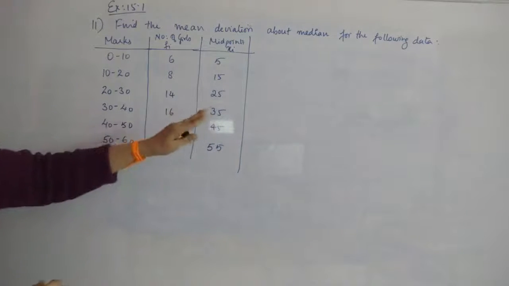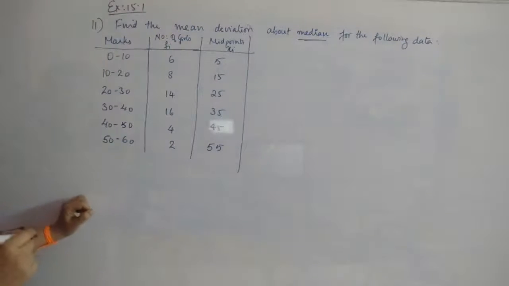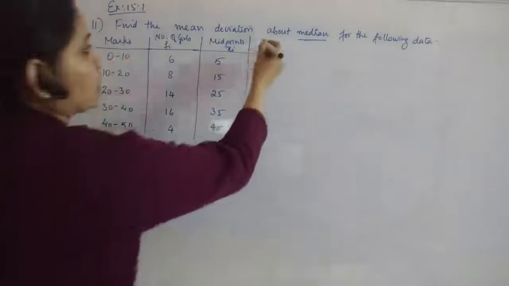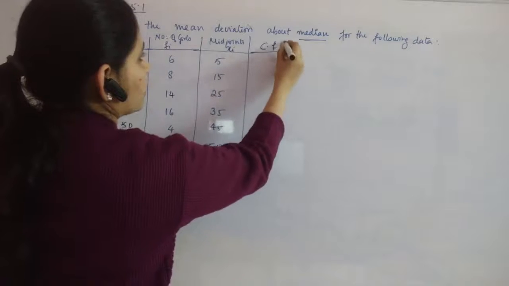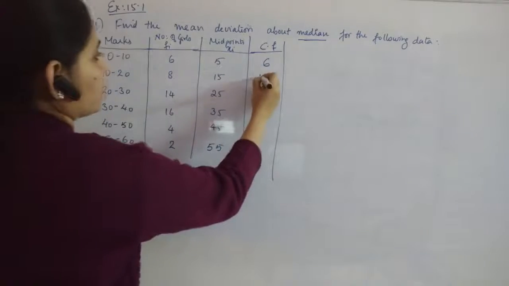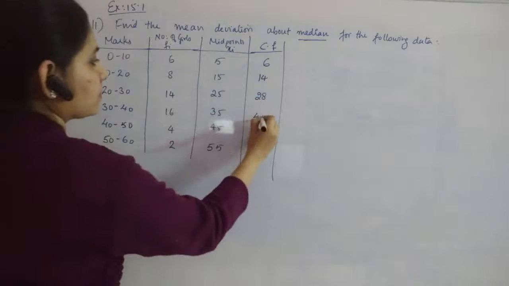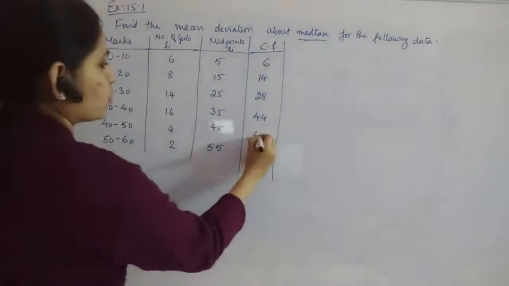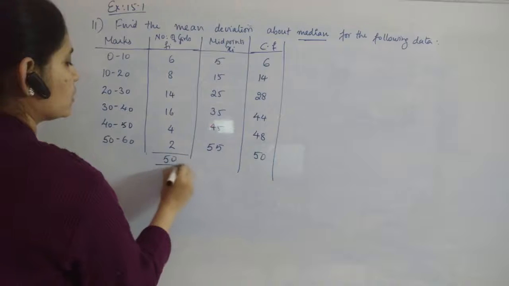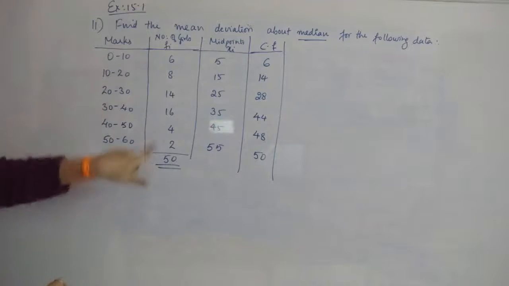Now the next thing is, again, mean deviation about median, so the purpose is to find out the median. For that we need one more column, which is CF. Using the frequency you have to find the corresponding cumulative frequency. First one 6, second will be the addition of these two, so it will give you 14. Next 14 plus 14, then 28 plus 16, then 44 plus 4 and 48 plus 2. So this will actually be your total frequency also. The last cumulative frequency will be the same as the total frequency.